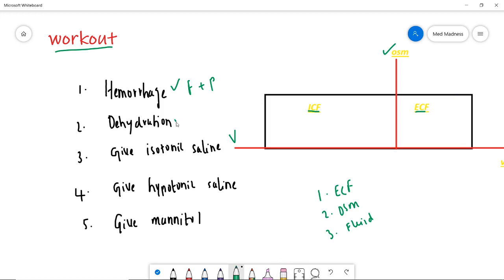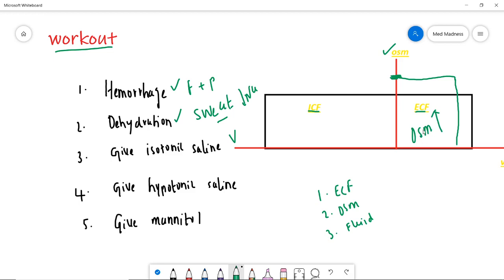Number 2, dehydration. For example, say sweating. Sweat is an example for hypotonic fluid because it has more fluid and less sodium. So when you lose your fluid without sodium, which means more sodium is retained in your blood, which increases the osmolarity. First, check the ECF volume. So there is a decrease in the ECF volume because of a loss of fluid, and osmolarity increases. So this is the new ECF volume now. And this ECF volume has increased osmolarity because you retain more sodium.